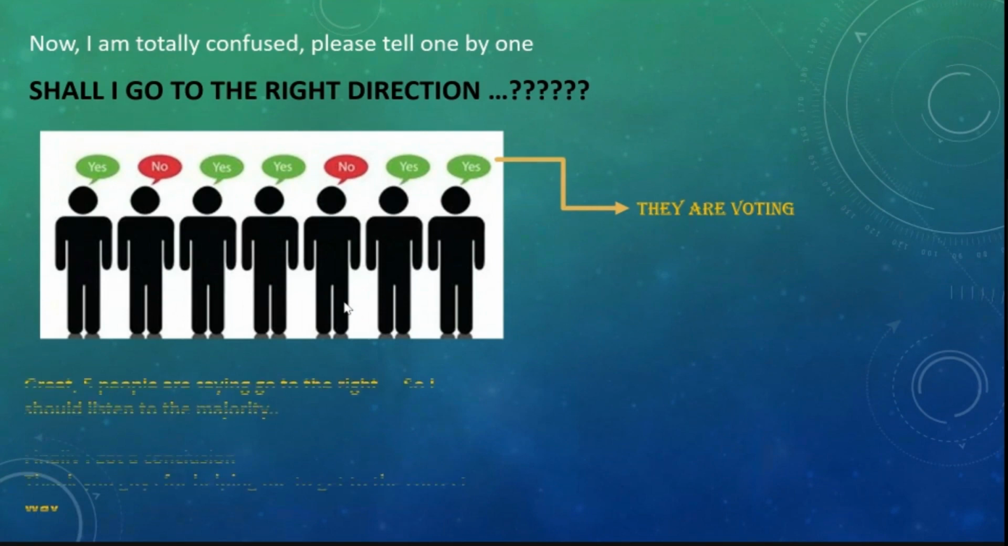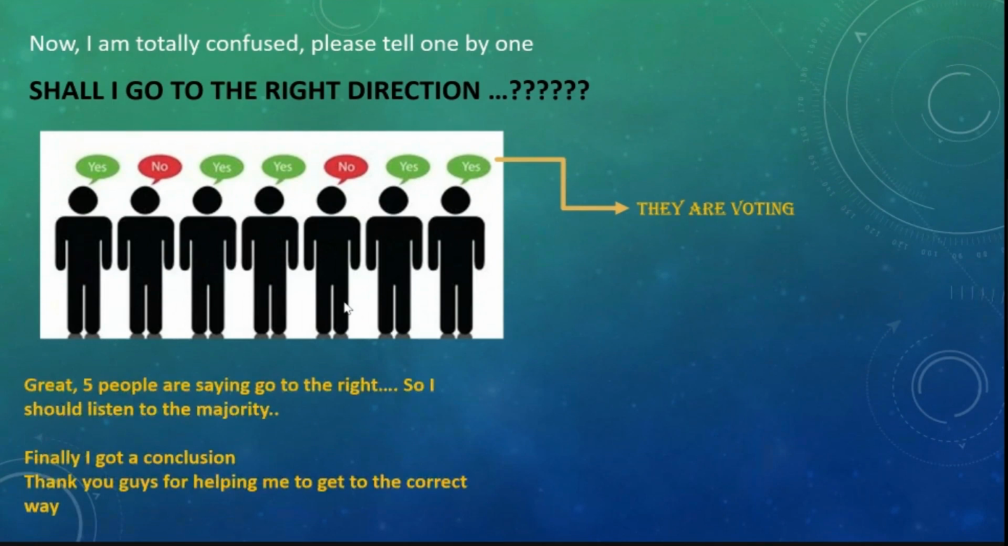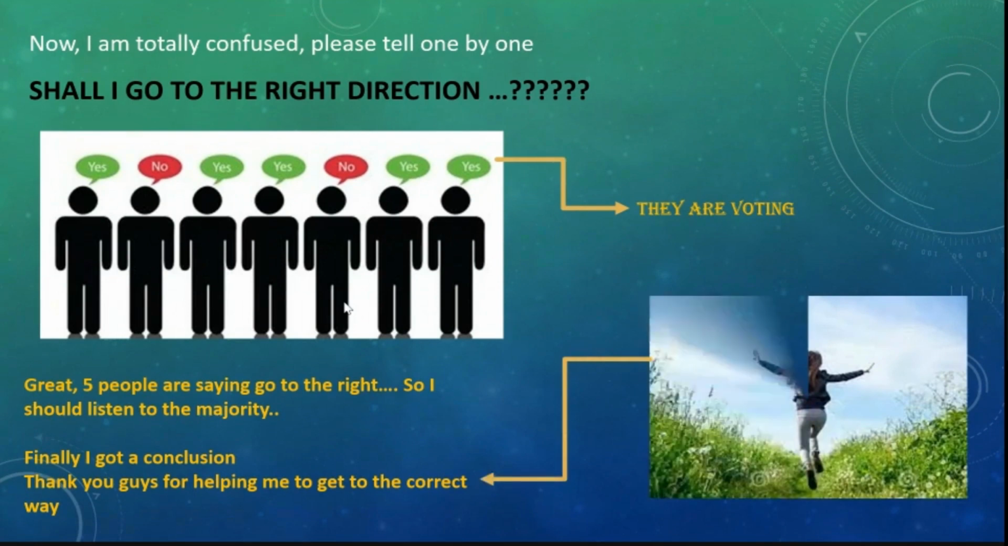So what are they doing? They are voting. Based on this, if I see five people are saying go to the right, I should listen to the majority, right? Oh god, I finally got the conclusion, so I thank them all for helping me go the correct way, and I'm happily going to the destination. Why? Because I have got five majority opinions which help me take a firm decision.